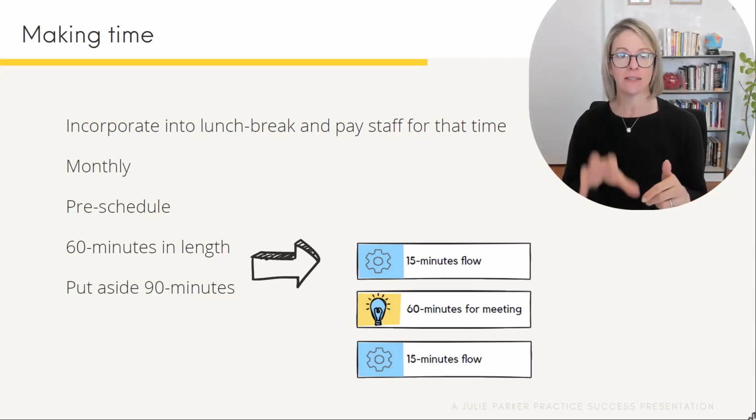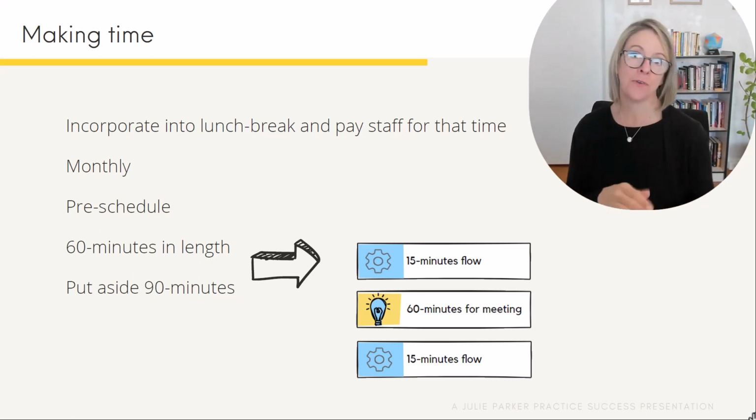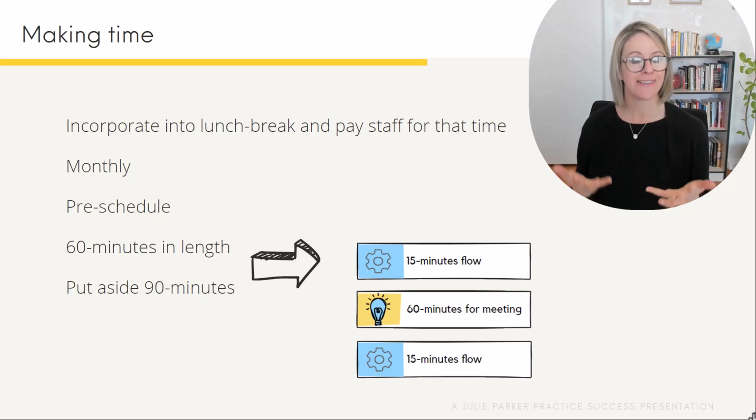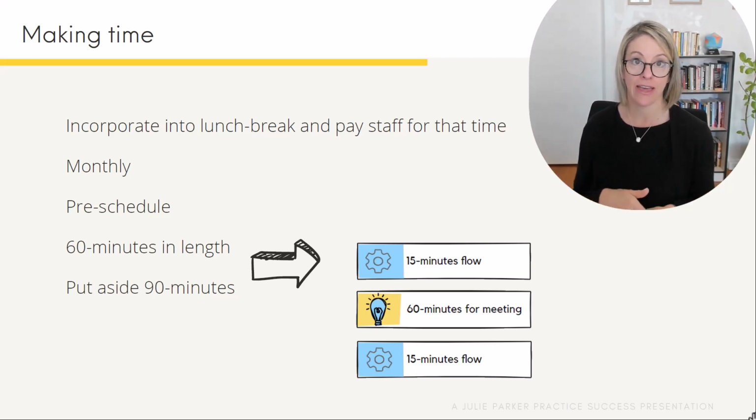And then the dental assistant has to break down the surgery, do the sterilization, and set the surgery up for the first patient in the afternoon. That all takes at least 15 minutes to do.